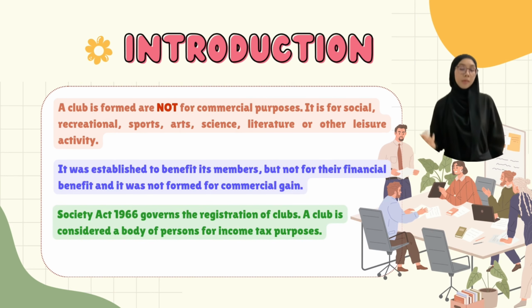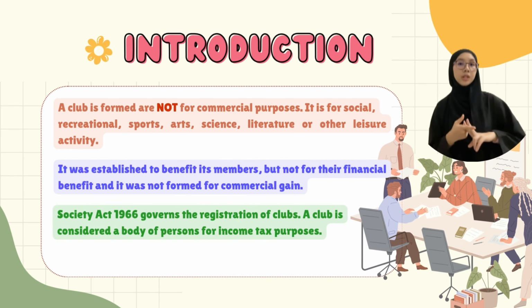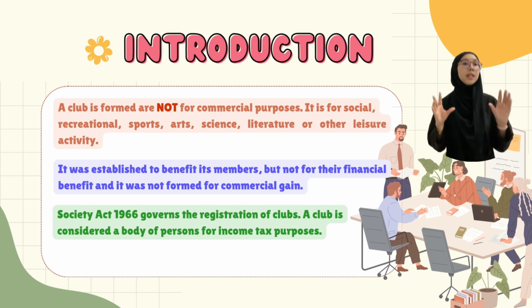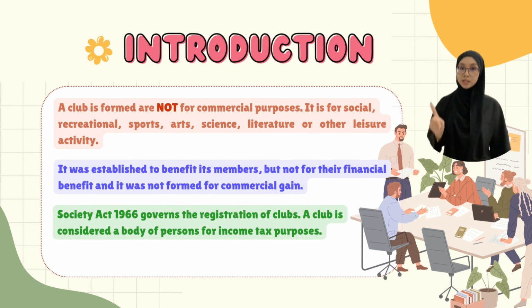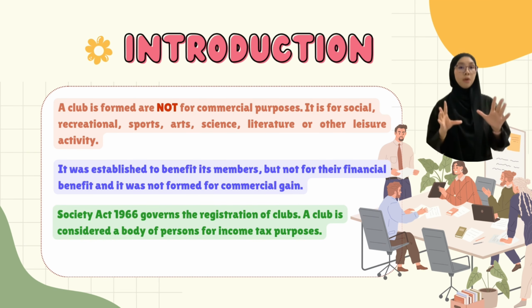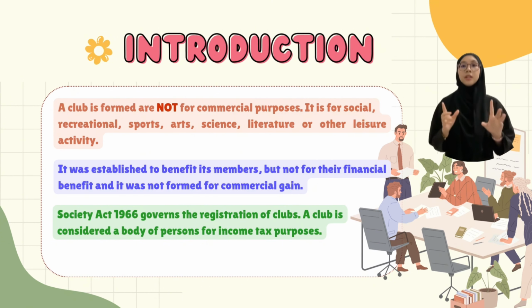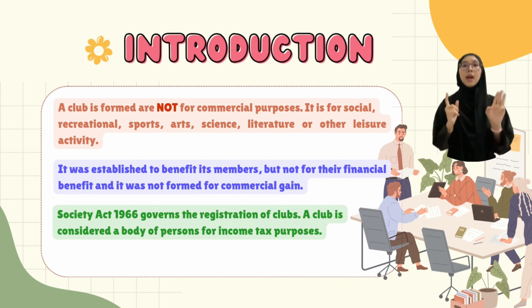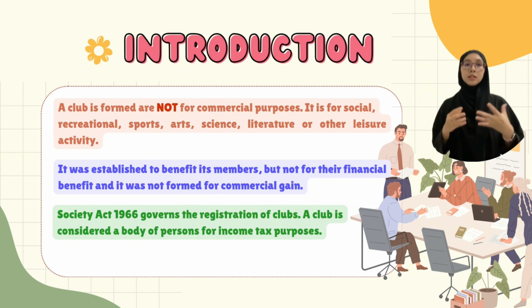So, what is a club? A club is formed not for commercial purposes. It is for social, recreational, sport, art, science, literature or other leisure activity. It was established to benefit its members, but not for their financial benefit, and it was not formed for commercial gain. A club can include a joint management body, a management corporation, and a resident association as a community association for the property owners. The Societies Act 1966 governs the registration of clubs.